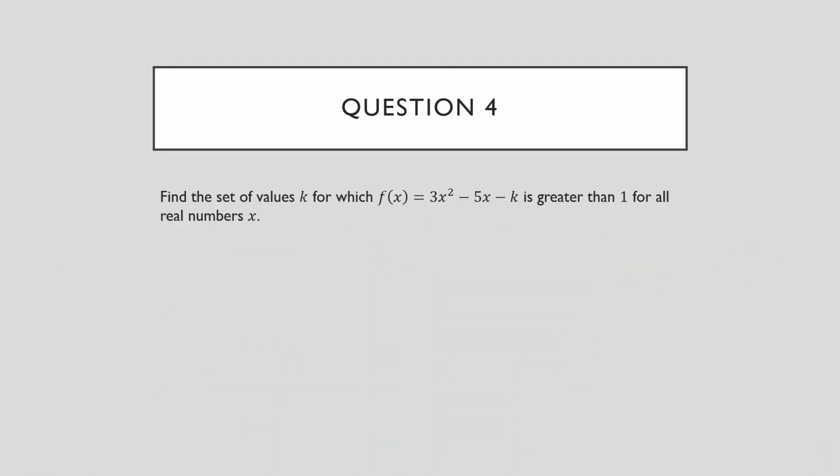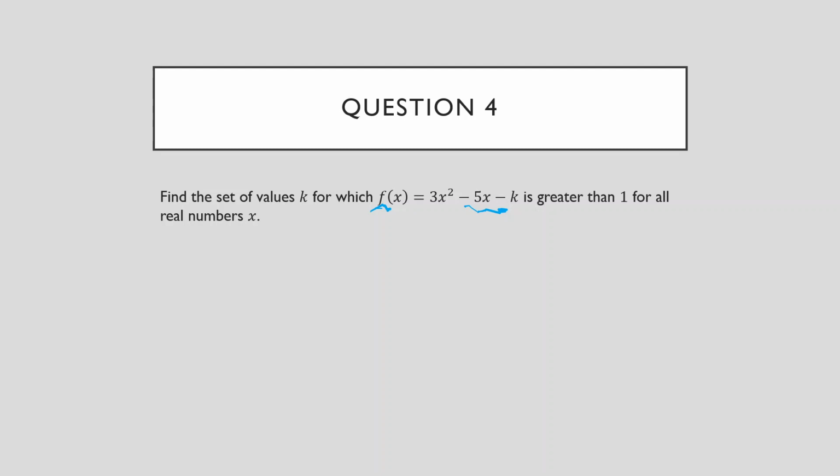Question 4, find the set of values k for which f of x equals 3x squared minus 5x minus k is greater than 1 for all real numbers x. Whoa, okay, so what does that mean? Find the set of values of k for which this function here is greater than 1 for all real numbers x.